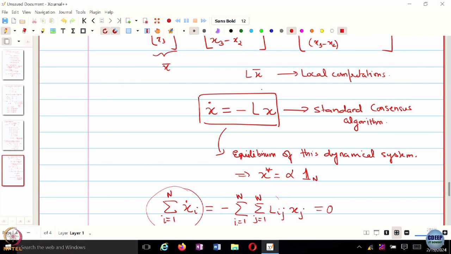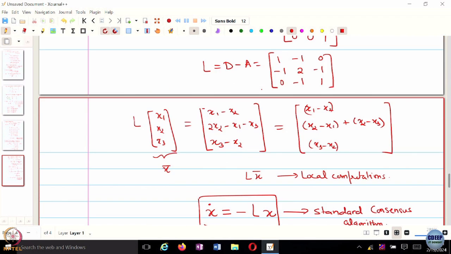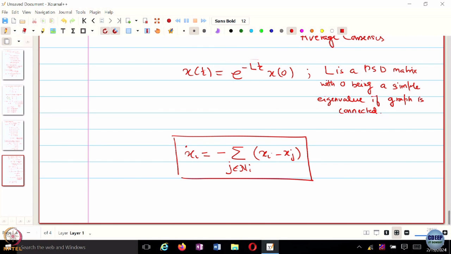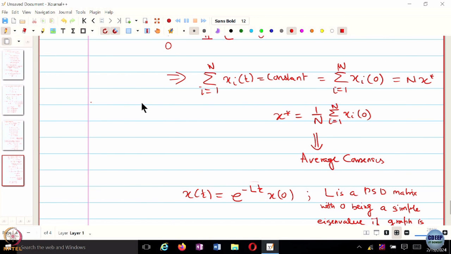Even though we write this in a vectorized form, from the perspective of an individual agent i, this is what agent i is running. So these computations are local computations, even though it may look like that since I am writing this in a vector form. But agent i is basically running this particular dynamics. And if I try to combine everyone else's dynamics, you get x dot is negative of Lx. Irrespective of the matrix A, as long as the graph is connected, this would happen for any matrix.